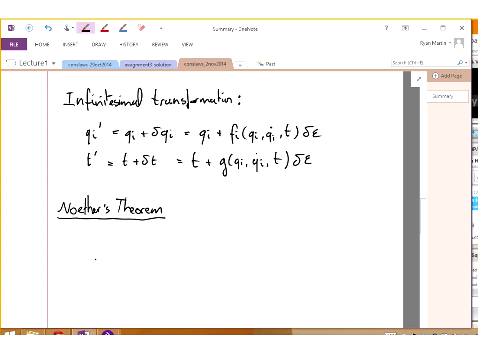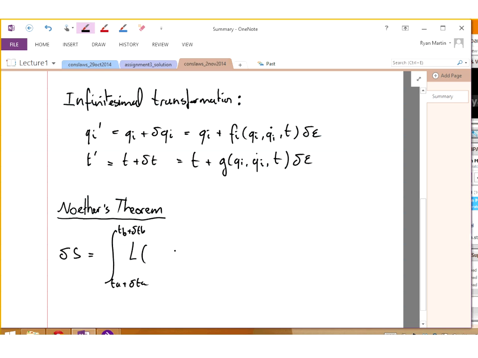if we define delta S to be the integral, so it's a modified action minus the unmodified action. So the modified action would be an integral from TA plus delta TA to TB plus delta TB of the modified Lagrangian. So it's the Lagrangian of the transformed quantities.